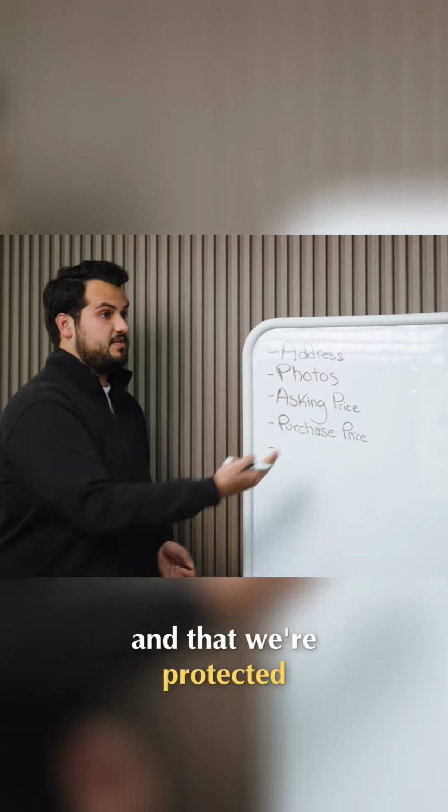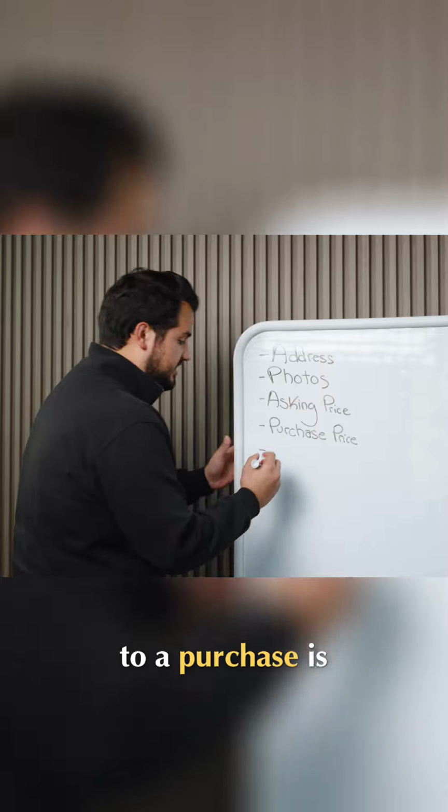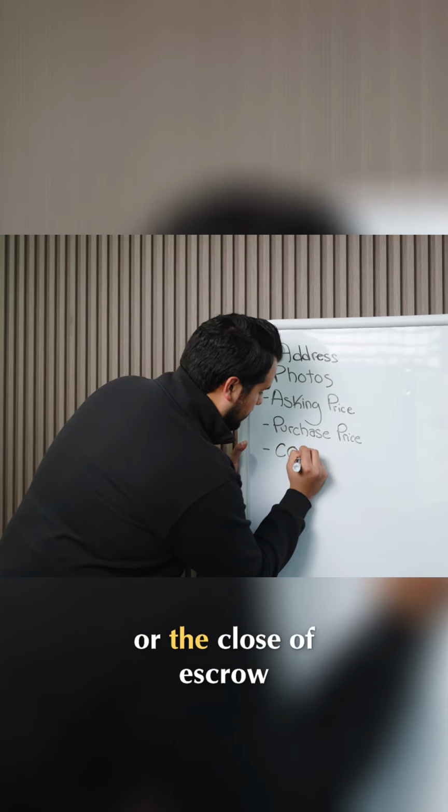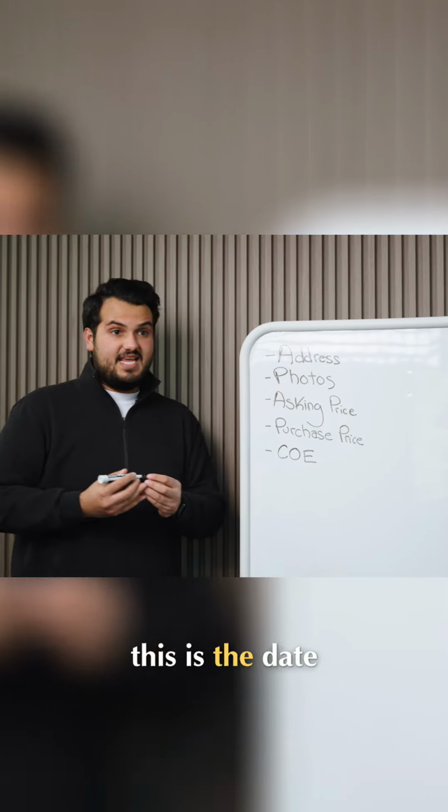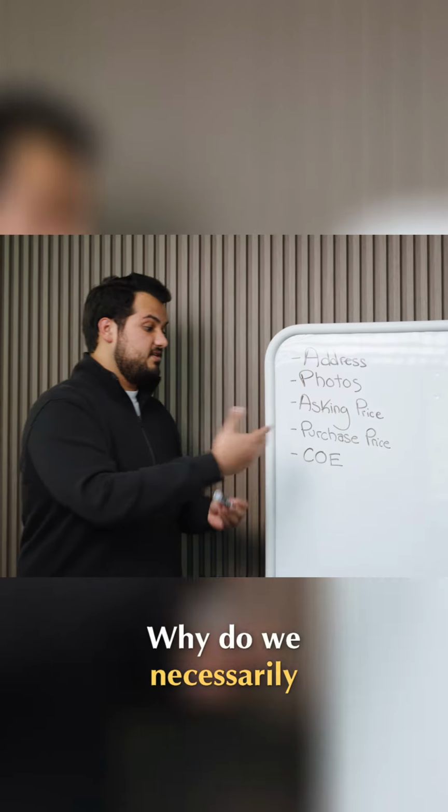Now, the last thing that we need in addition when we're underwriting for a loan as opposed to a purchase is the COE, or the close of escrow. Now, this is the date that the property is going to close. Why do we necessarily need this?